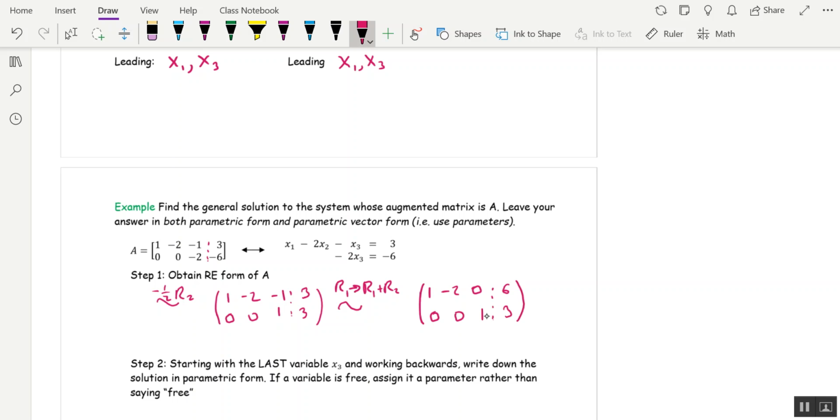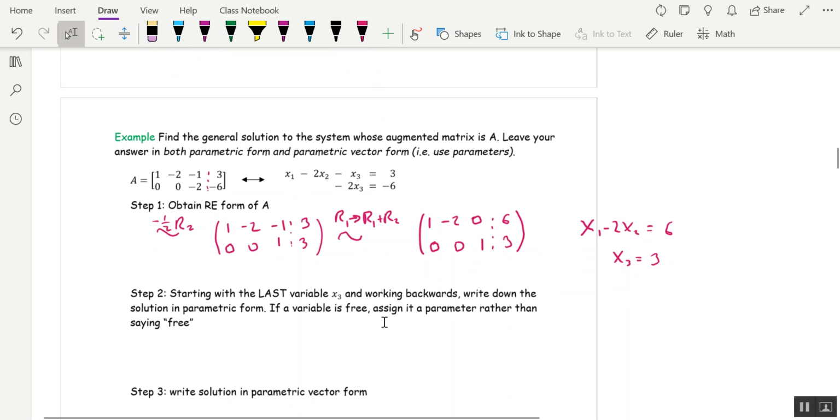Okay, so this corresponds to the linear system. FYI, you don't have to do this in your work, but I'm just going to point something out later on in the solution. So I want to show you. This says x1 minus 2x2 is 6. Read that as equals, and then x3 is 3.